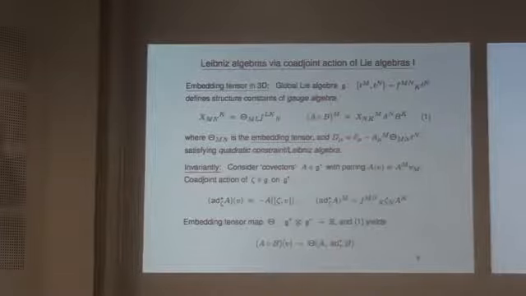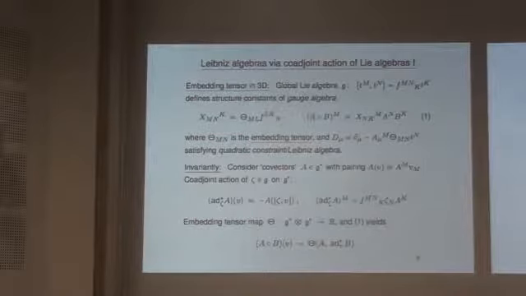So the starting point here is that we have this embedding tensor formalism in 3D, by which we mean that we start from a general Lie algebra. This I denote by G here, and that's the structure constant sitting here. So the indices M, N are adjoint indices. And now we define the structure constants of the gauge algebra, not as these structure constants, but as these objects here, X_{MN}^K, where theta here is what we call the embedding tensor. So we take the original structure constant and construct it with the embedding tensor this way.